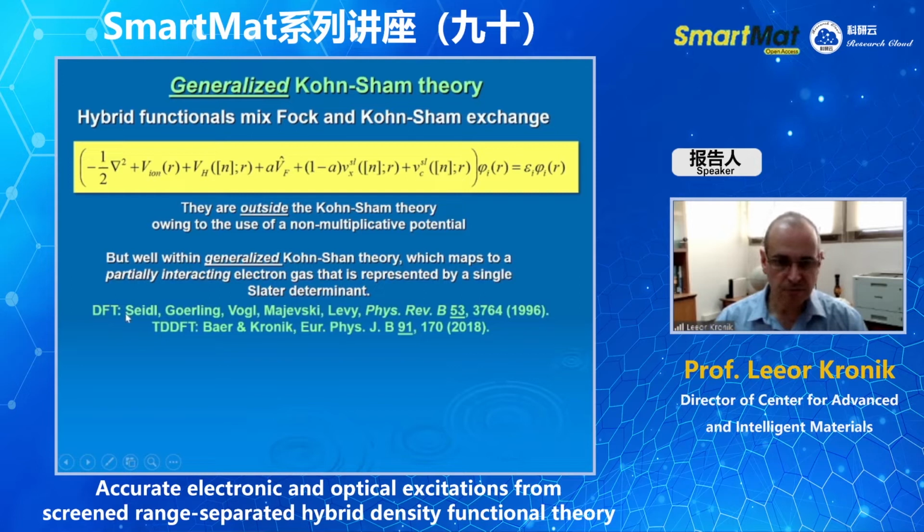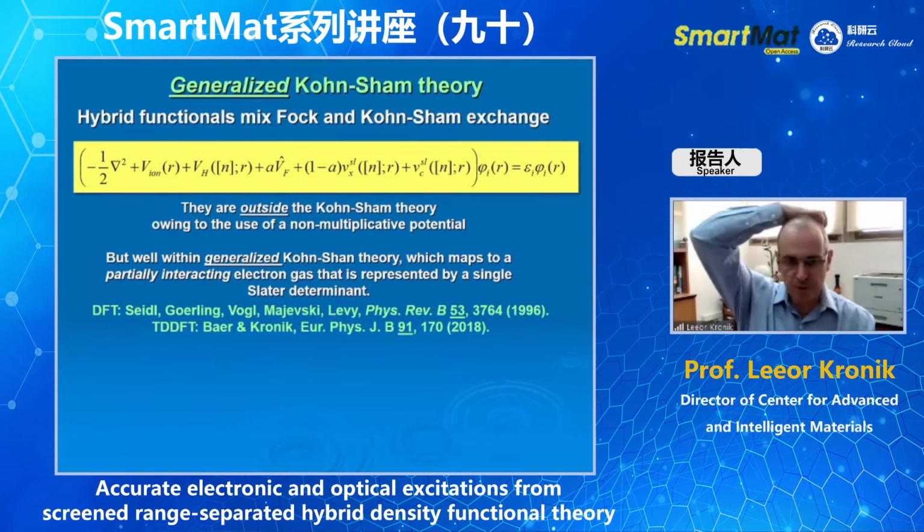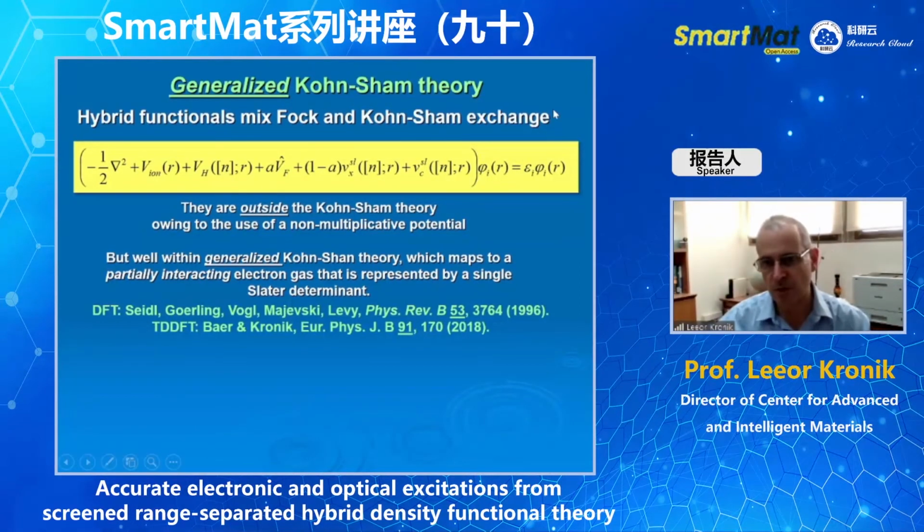And this was first explained in this landmark paper by Seidl et al. in 1996. And that is that hybrid functionals really are outside Kohn-Sham theory, but they are well within generalized Kohn-Sham theory, which basically, instead of mapping into a non-interacting electron picture like before, maps into a partially interacting picture that is still represented by one Slater determinant, so one can still have an orbital picture. That's a bit of an abstract mathematical argument, so if you didn't follow it all the way through, that's okay.